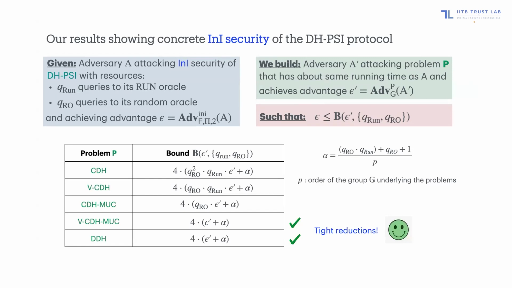We see that for BCDH, MUC, and DDH assumptions, we get tight reductions, and not so good security results for CDH and for the stronger assumptions like CDH and BCDH. So as we go towards weaker assumptions, we get tighter security.